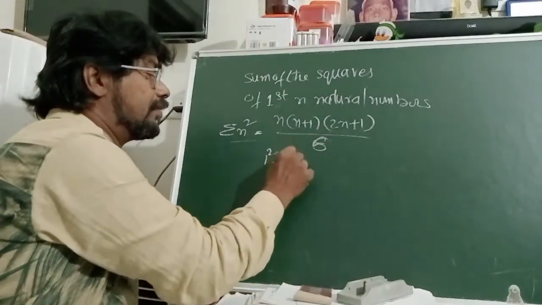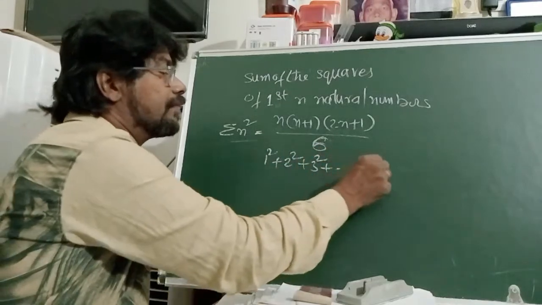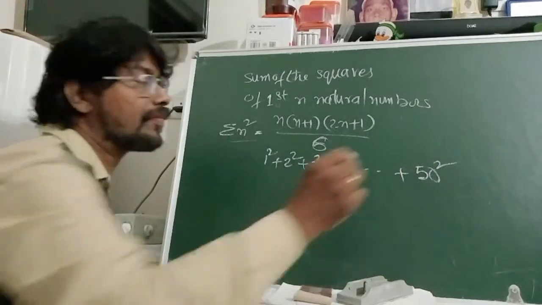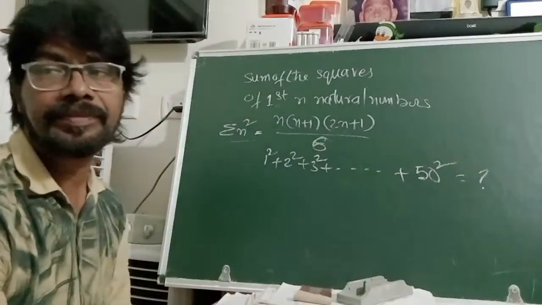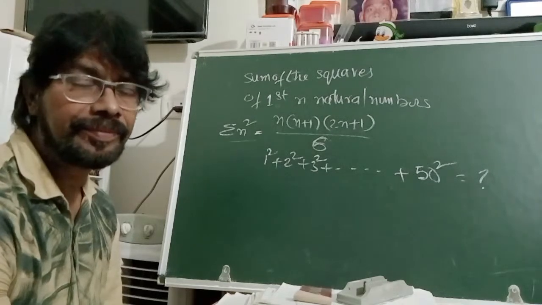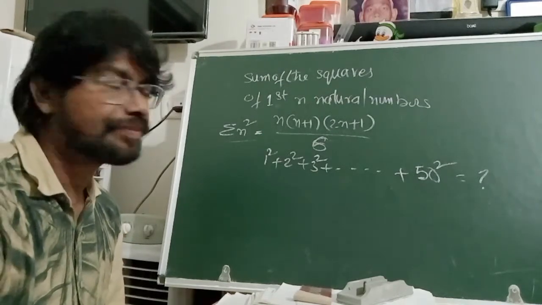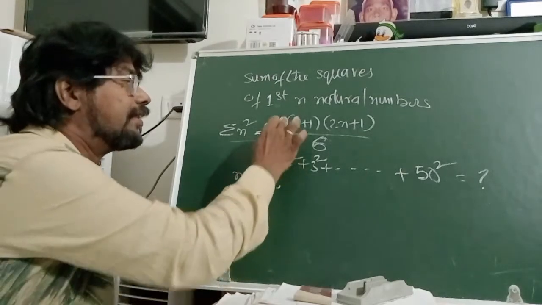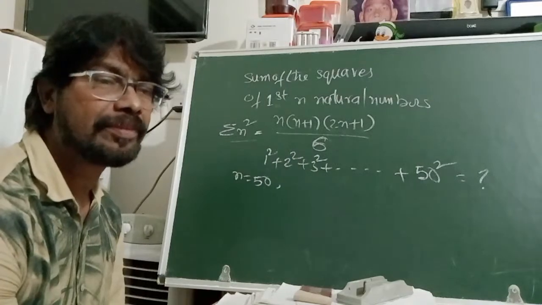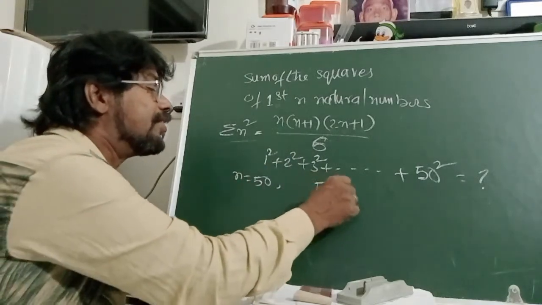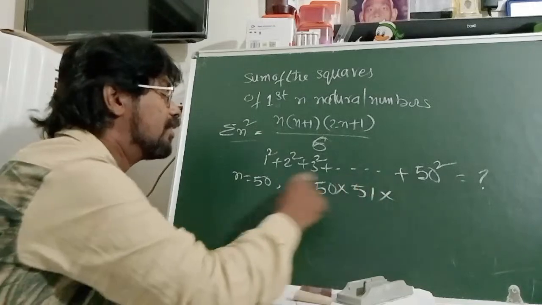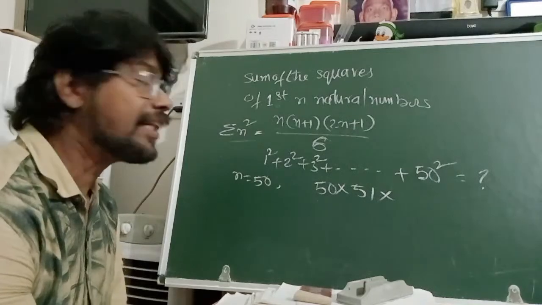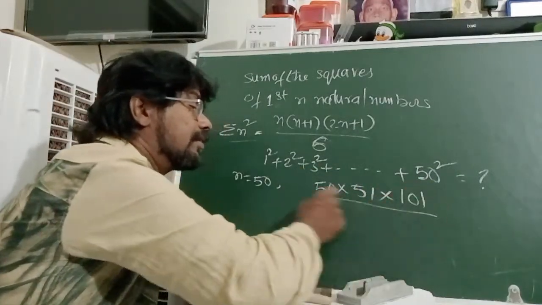1 square, 2 square, 3 square, up to 50 square is equal to how much? So already we know n is equal to 50. Here the formula is n into n plus 1 into 2n plus 1 by 6. So 50 into 51 into 2 into 50, 2n is 100 plus 1, 101, by 6.